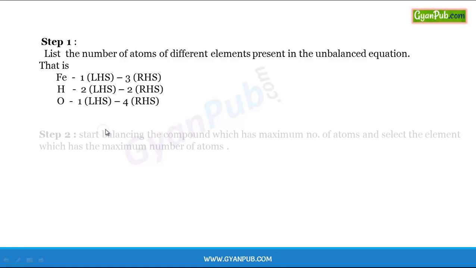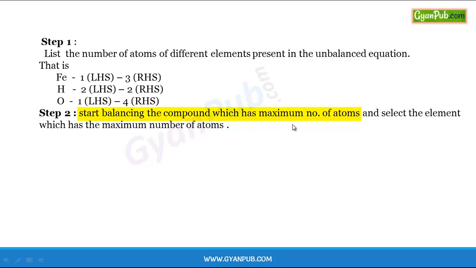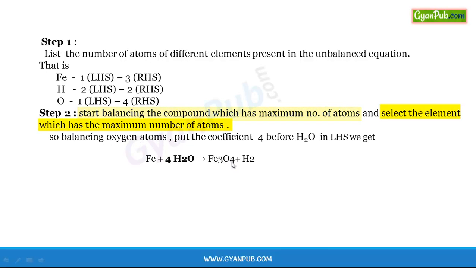Now the second step is to start balancing the compound which has the maximum number of atoms, and select the element which has the maximum number of atoms. The compound with the maximum number of atoms is ferric oxide, which has 7 atoms, and in that the element oxygen has 4 atoms. We first balance the element with the maximum number of atoms in the compound which has the maximum number of atoms. So balancing oxygen, we need to put 4 before H2O, that is water, on the left hand side, so that we get Fe plus 4 H2O gives rise to Fe3O4 plus H2.